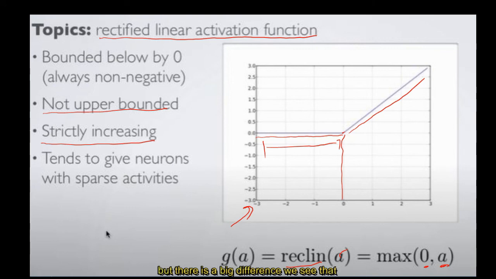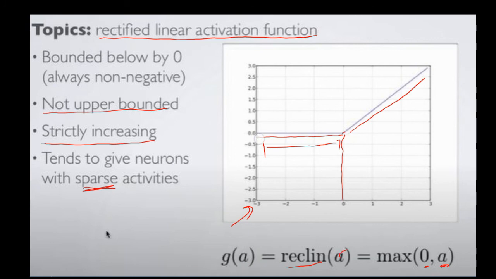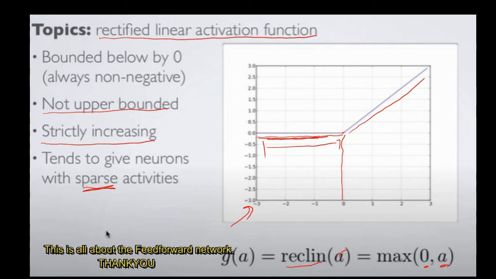But there is a big difference. It tends to give neurons that are sparse, which means it has sparse activities. What we mean by that is it tends to give neurons that are often exactly 0, and this is not the case for the sigmoid and the tanh function. So this is all about the feed forward network.